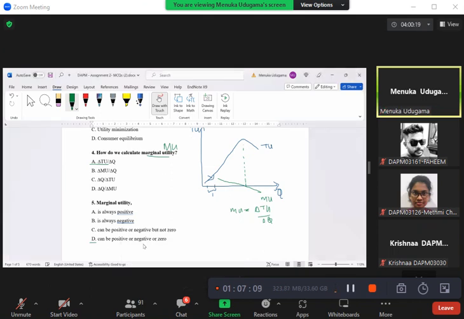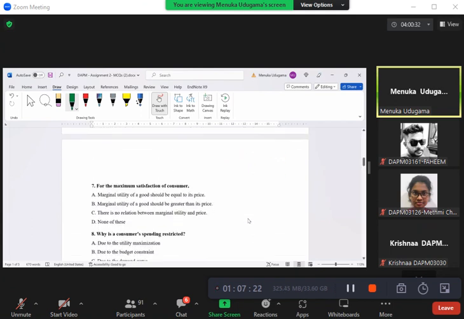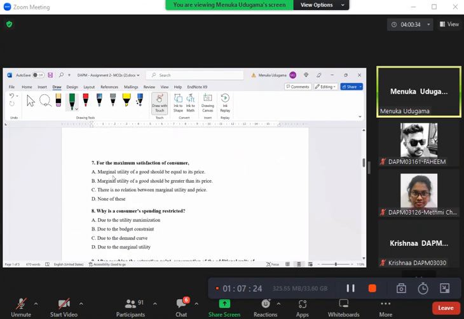Very good. It can be positive. So on this part, it's positive. Here, after this point, it's negative, and at this point, it's 0. So it can be positive, negative, or 0. Then for the next question, feel free to stop me if you want me to clarify or explain that again.